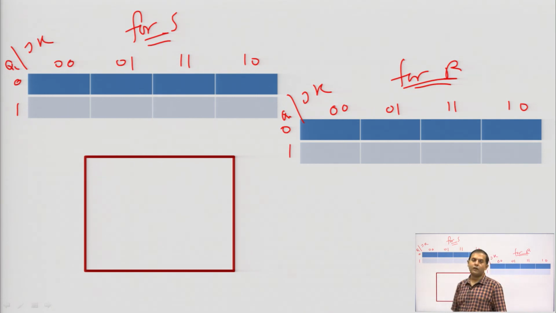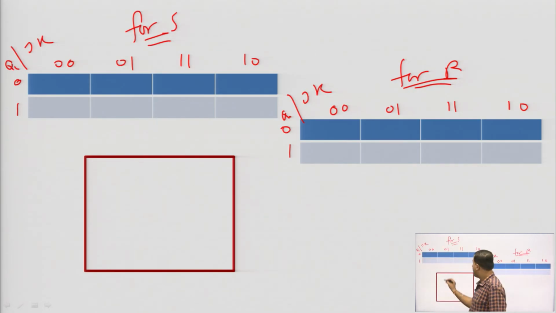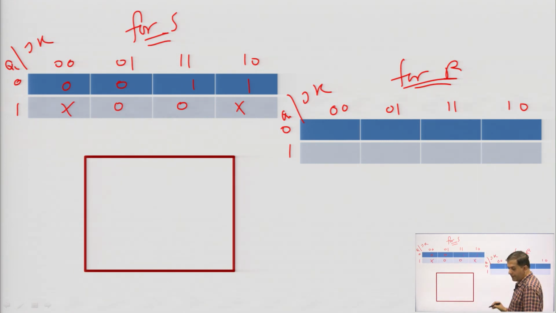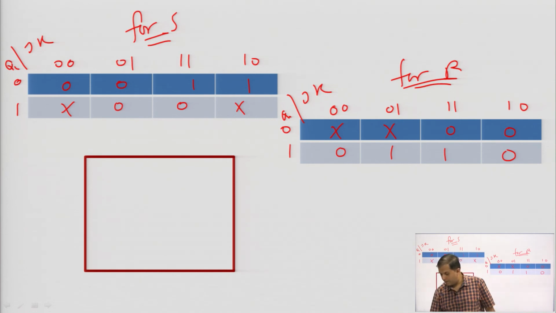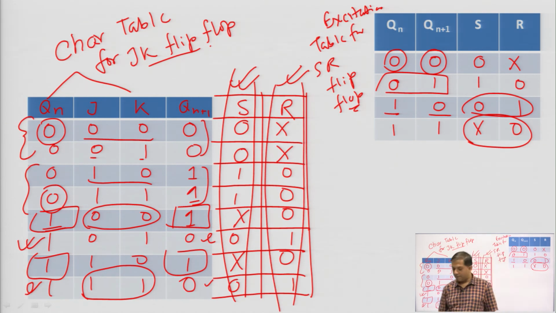If you have any doubt of K map, please refer to the previous slides of K map. Okay. So, now we will be putting those values of S and R into the K maps. So, it will be coming as 0 0 1 1, then cross 0 0 cross. And for R it will be coming as cross cross 0 0 and 0 1 1 0. Just refer to the previous slides, from this table, from S and R, we have made those K maps.